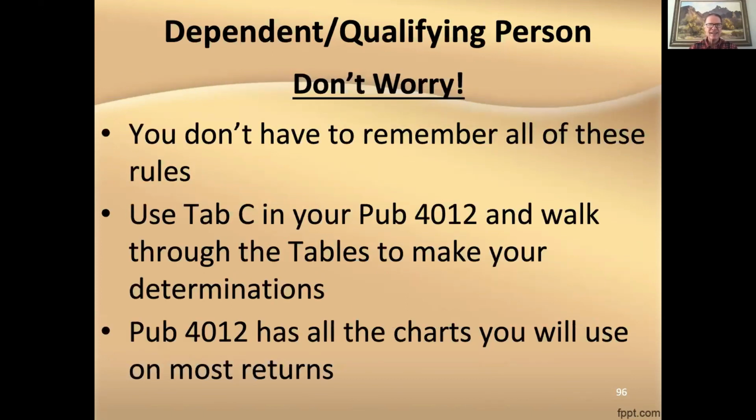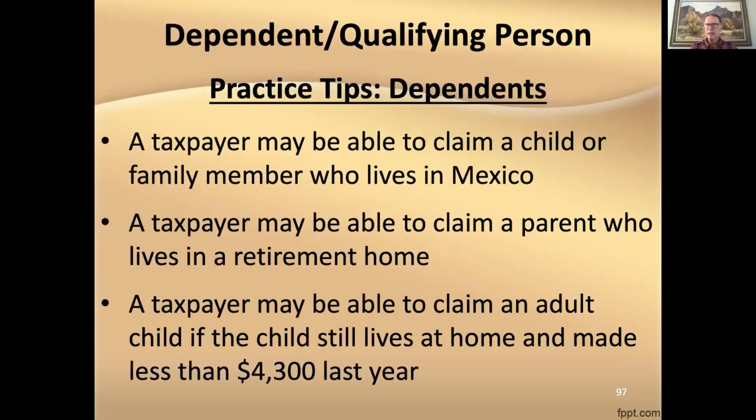Okay. So bottom line is, I know some of you are kind of glazed over at this point. You're always thinking, I don't know how I'm going to remember all these rules. Well, you don't have to remember the rules. Tab C in your 4012 walks you through the tables to make those determinations. Your 4012 has all of those charts that you'll use on most returns. And once you go through the charts and make your determination, you can always go check with your site coordinator and say, did I do this right? And as we work on this, we gain the experience to say, oh yeah, I know how to do this.